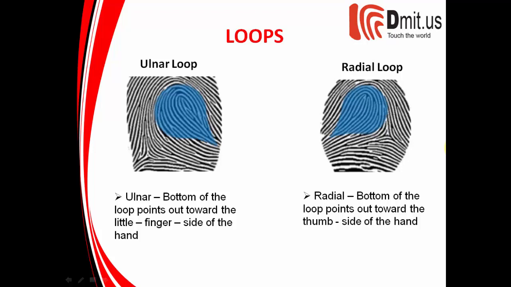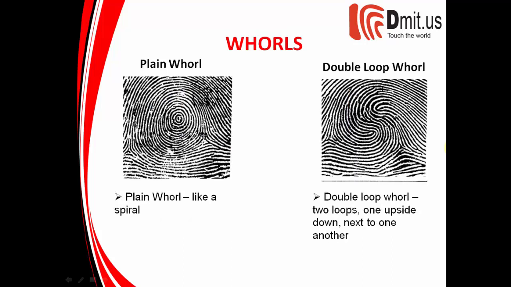When we're looking at the loop, you want to look at whether the bottom of the loop points out towards the thumb side of the hand, or towards the pinky side of the hand. Now what's tricky is, which way is the hand facing? And could it be flip-flopped? Because when you leave an impression, are you looking at the exact image or a mirror image? I want you to think about that, because that's going to be one of the issues that comes up when we start to do our fingerprinting lab techniques.